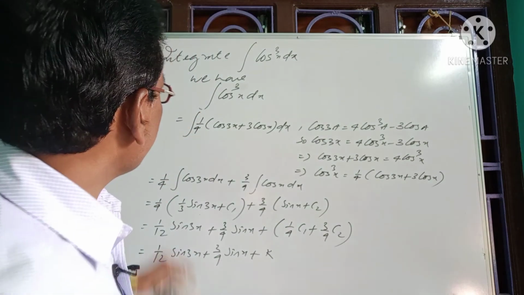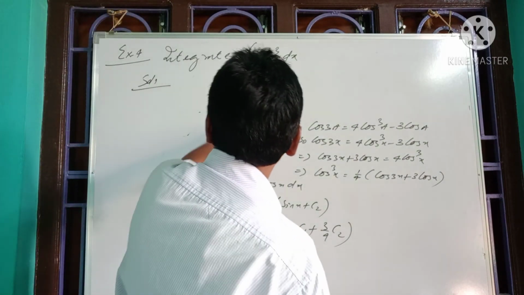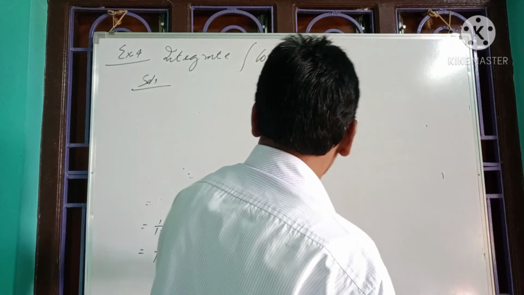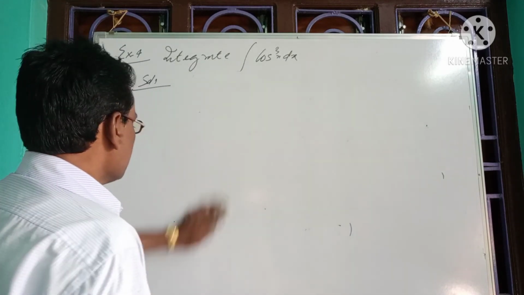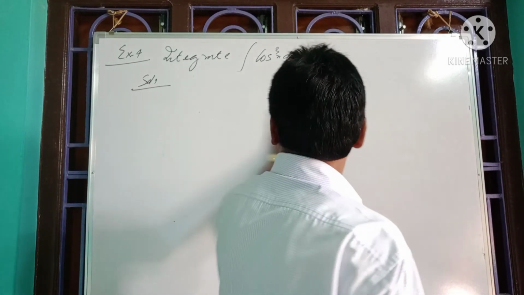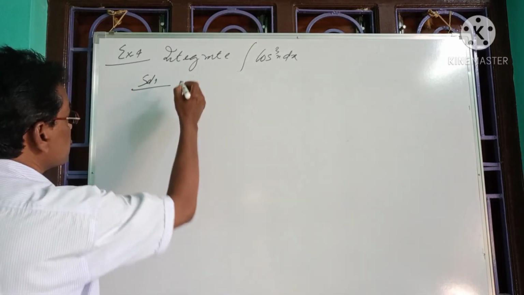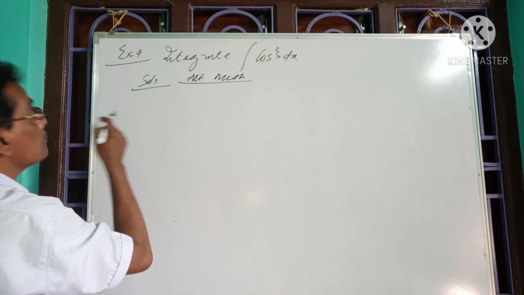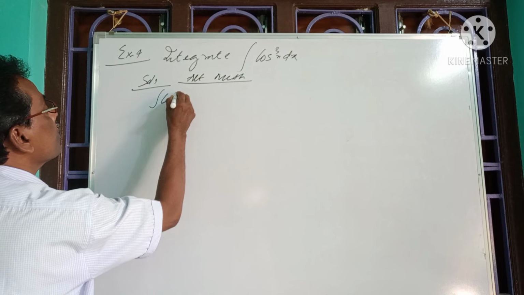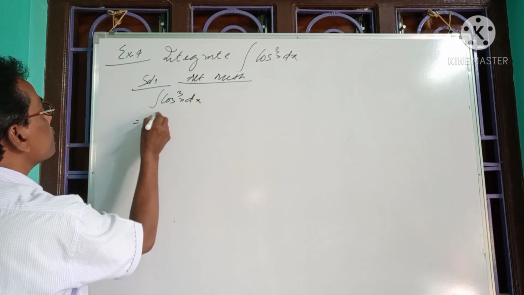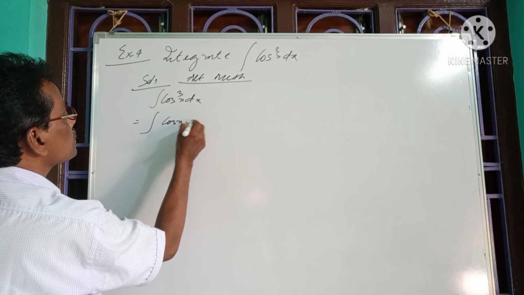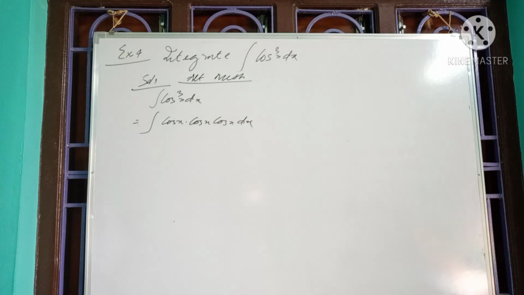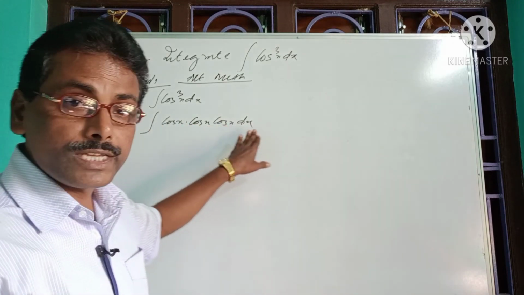Again, the same integrand, that is cos cubed x, can also be integrated by using the process of type 2. That is, let us follow the alternative process of how to integrate the integrand cos cubed x. So we have the integration of cos cubed x with respect to x. So breaking cos cubed x as cos x into cos x into cos x with respect to x.